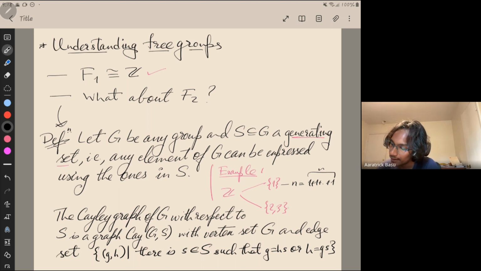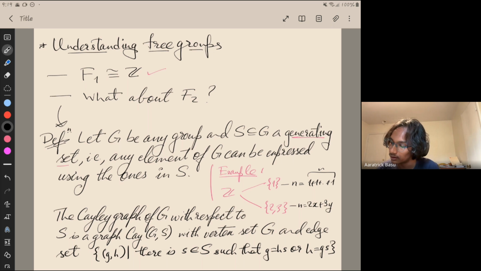But you can also take the generating set {2, 3}. How do we do that? You want to say that any integer can be written in the form 2x plus 3y. This is indeed possible. This is Bézout's lemma: because 2 and 3 are coprime, any integer can be written as some number of 2's added together plus some number of 3's added together. And so indeed {2, 3} is also a generating set for the infinite cyclic group. That was it for the example.